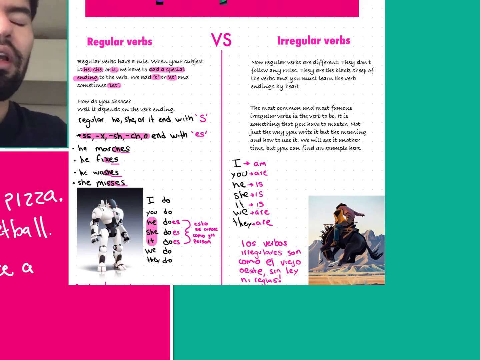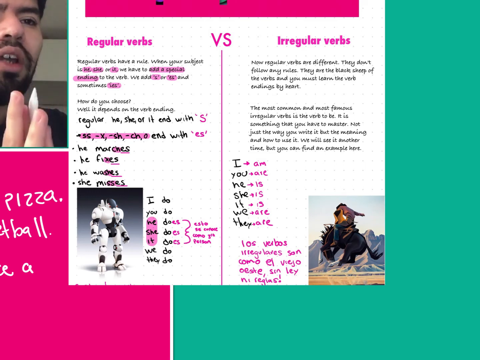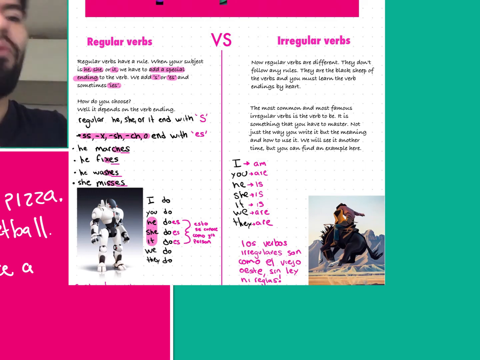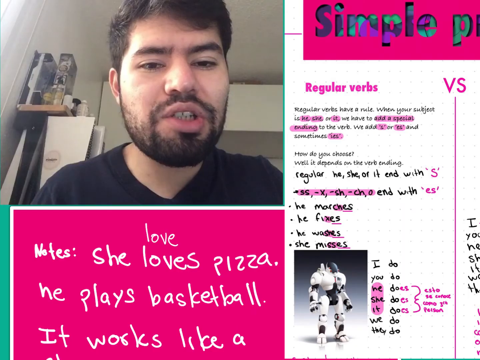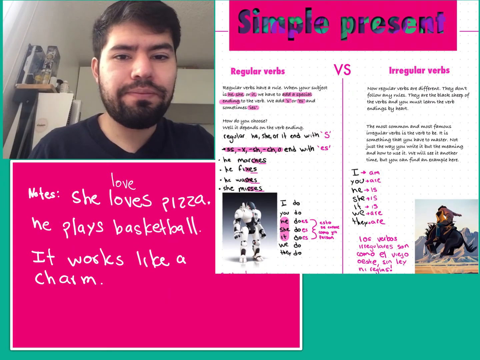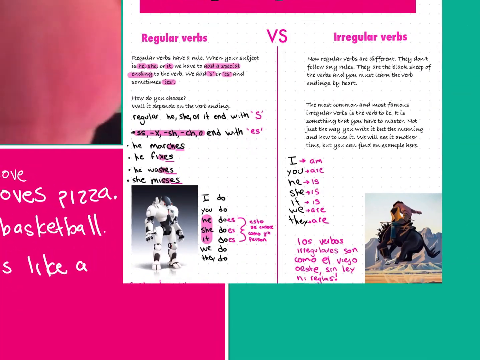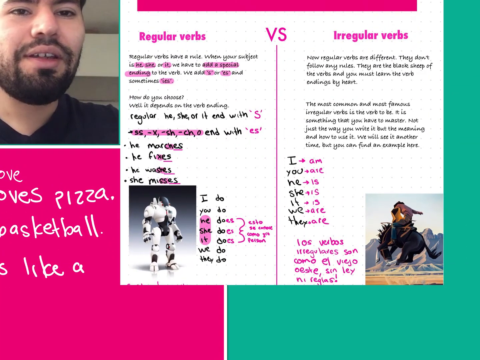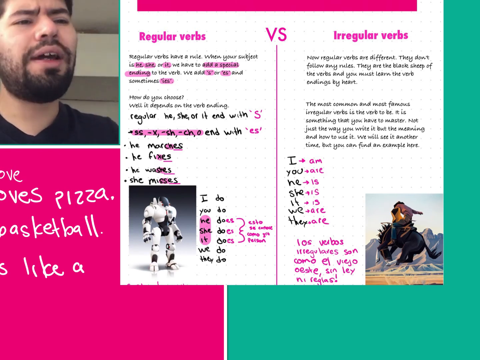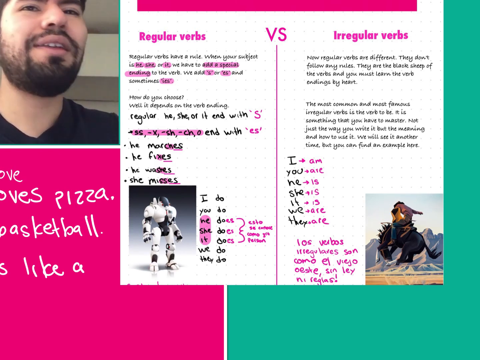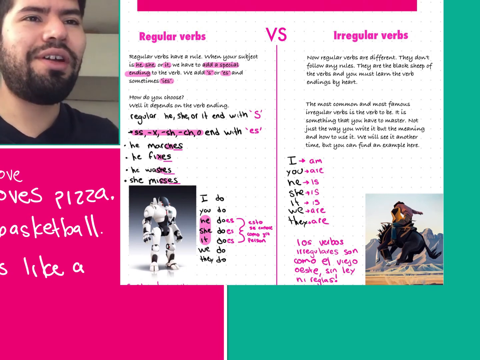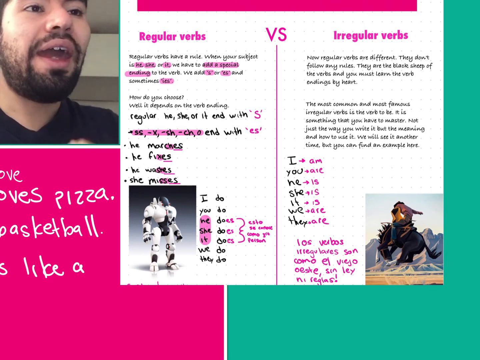So what are irregular verbs? Well, irregular verbs are different from regular. They don't follow any rules. They're not like a machine. Oops, hang on, sorry, let me resize that. They're not like a machine, they're not like a robot. They're more like this, right? They're more like a cowboy. So they don't follow any rules.